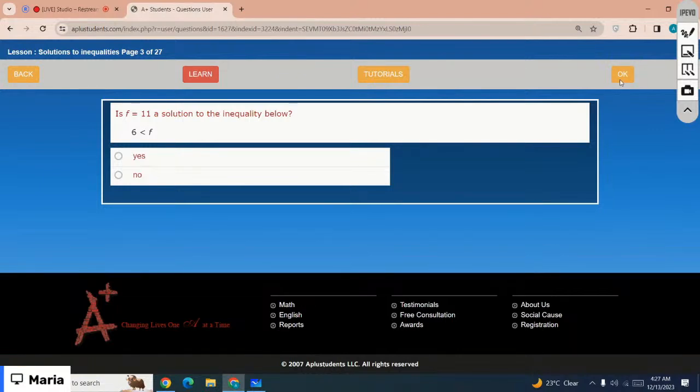Okay, is f equals 11 a solution of the inequality below? 6 is less than f. Is it yes or no?